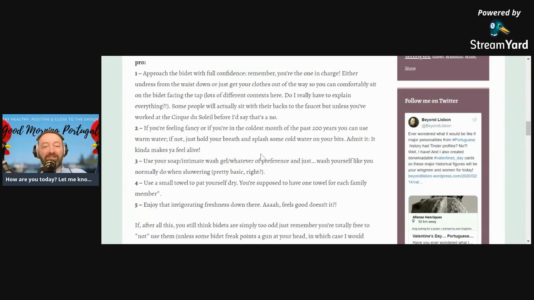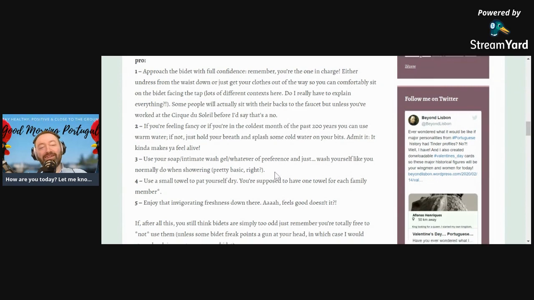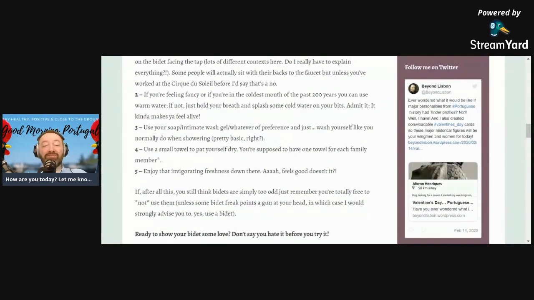If you're feeling fancy, this is number two, pardon the pun. If you're in the coldest month of the past 200 years, you can use warm water. If not, just hold your breath and splash some cold water on your bits. Admit it, it makes you feel alive. It kind of makes you feel alive. Well, there you go. There's some more value.